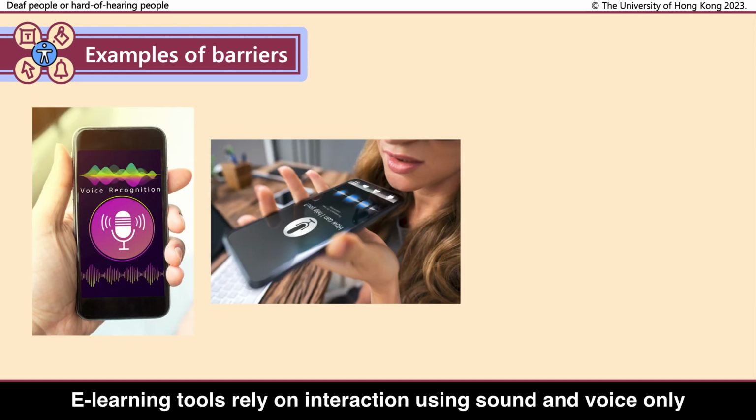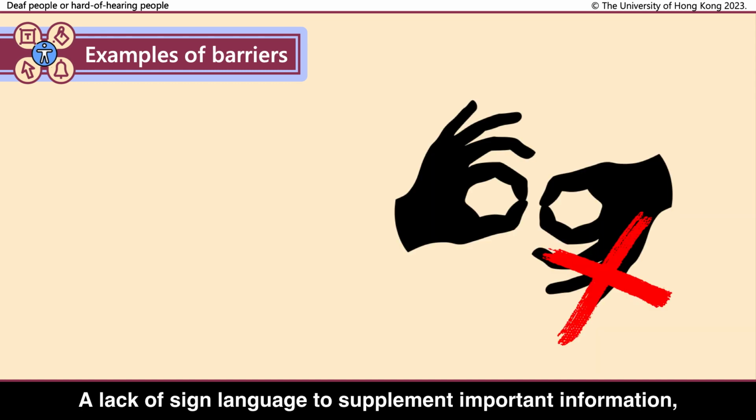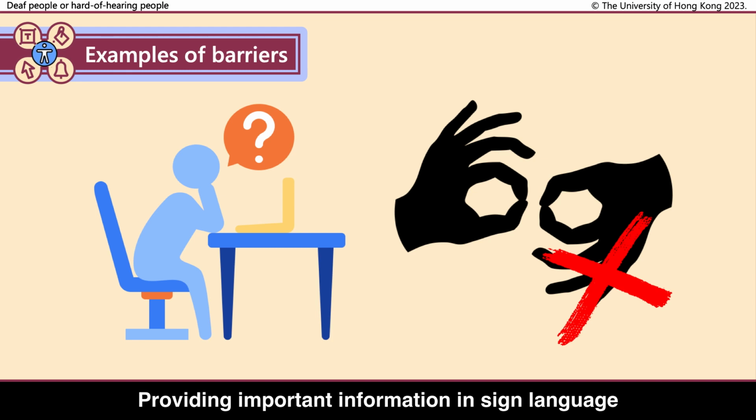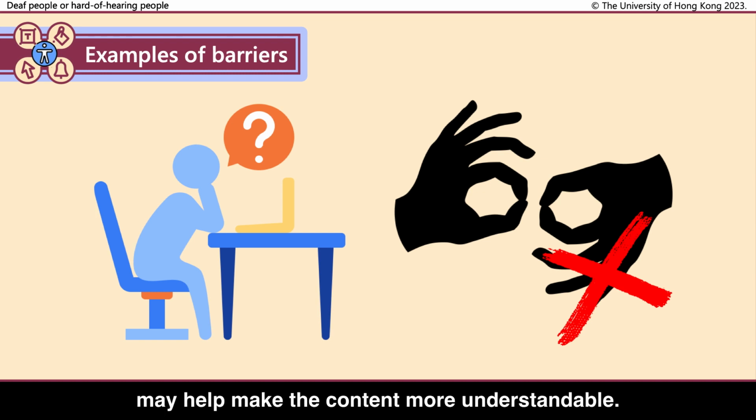E-learning tools rely on interaction using sound and voice only, or the functions or contents are mainly audio-based. A lack of sign language to supplement important information and text that is difficult to understand. Some of them may not prefer reading the written language. Providing important information in sign language and using simpler text that is supplemented by images, graphs, and other illustrations may help make the content more understandable.